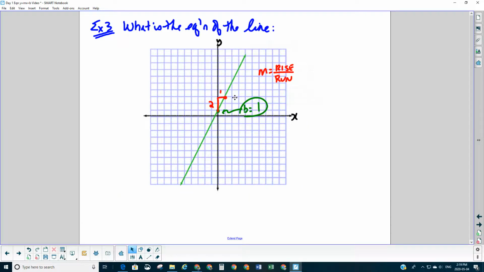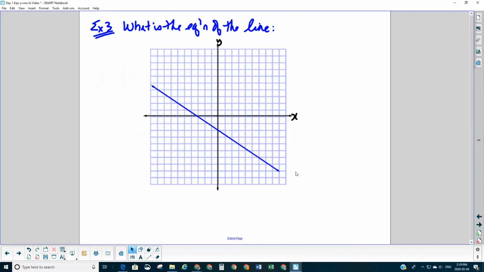Where's my 1? There we go. Rise 1, run 2. And so the slope is 2 over 1. Rise of 2, run of 1. And of course, 2 over 1 is the fraction represented by m equals 2. And so from the graph, I was able to figure out the slope is 2 and the y-intercept is 1. So the equation of this line in y equals mx plus b form is y equals 2x plus 1.